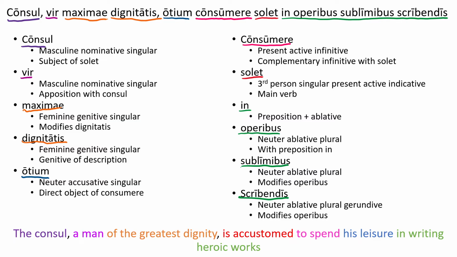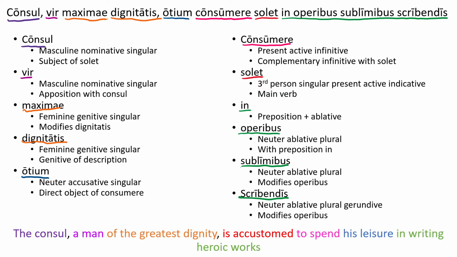Finally, let's do a practice parsing, identifying, and translating sentence. Consul, vir maximae dignitatis, otium consumere solet in operibus sublimibus scribendis. There is only one verb in this sentence, the third person singular present active indicative main verb solet. It is complemented by the present active complementary infinitive consumere.